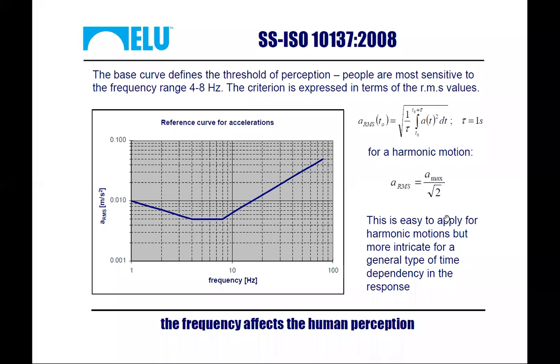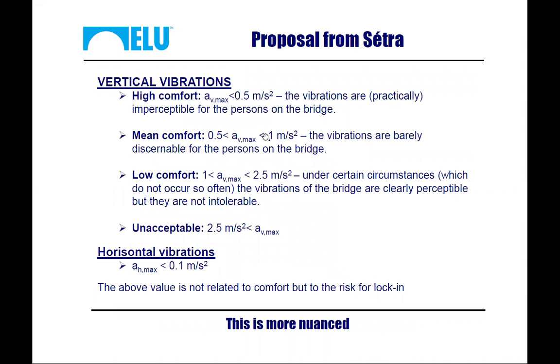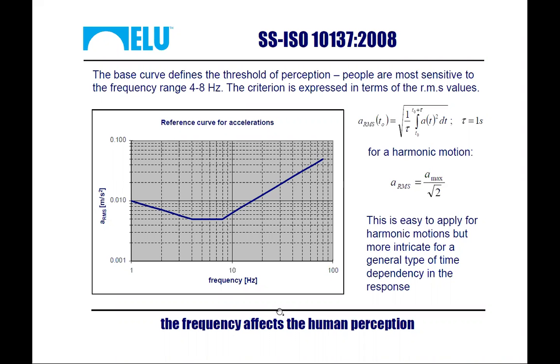However, for a general type of time dependency, the way in which we estimate the RMS value is a bit more intricate. The reason I'm showing you this is just to plant the idea in your minds that although these are very clear-cut threshold values, there is a frequency effect on the human perception.